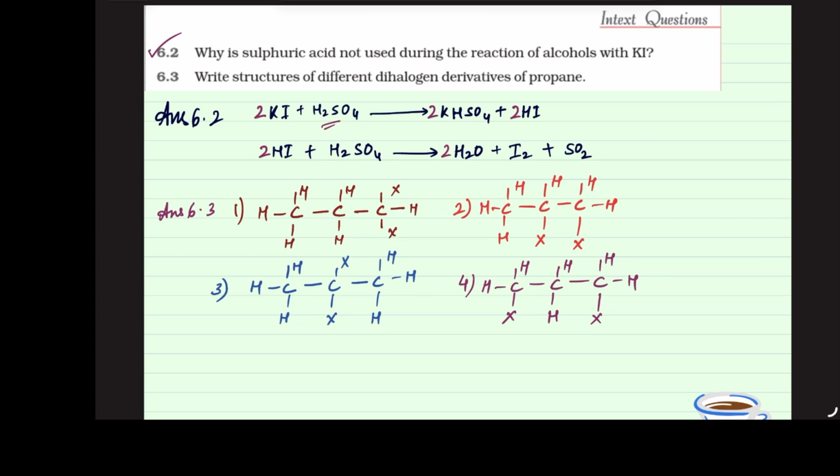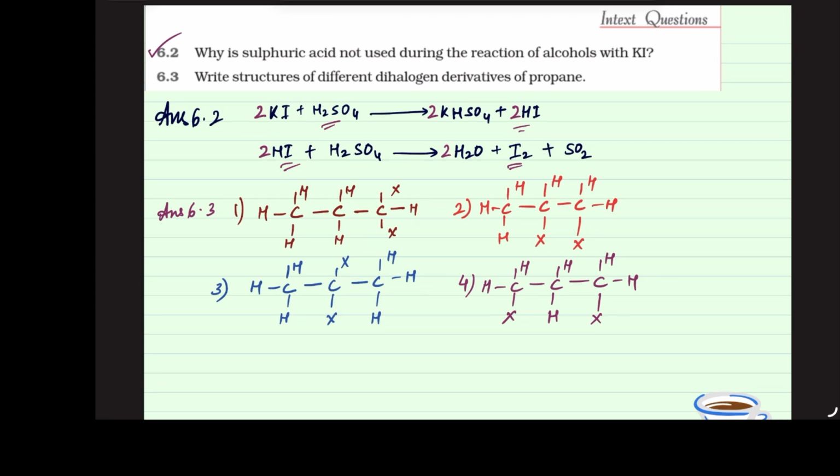iodide to give hydrogen iodide, which in turn will be oxidized by sulphuric acid to iodine. So sulphuric acid acts as an oxidizing agent and oxidizes HI to iodine. Therefore, this hydrogen iodide will not be available for reaction with the alcohol to form alkyl halide.